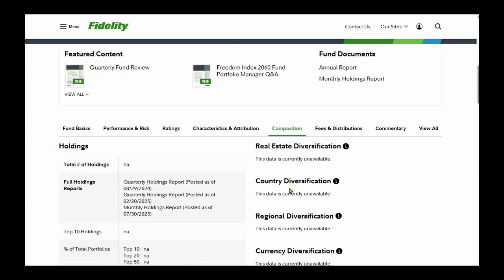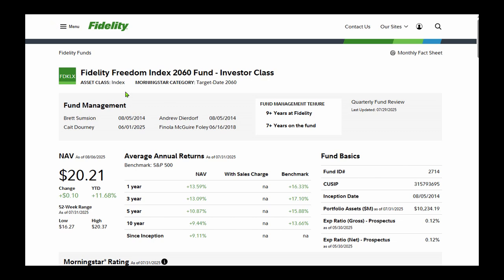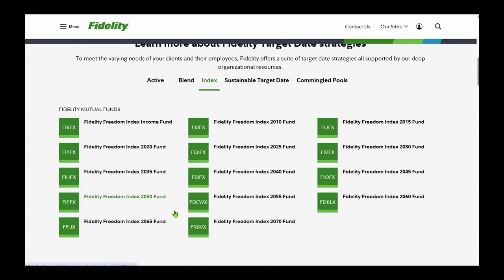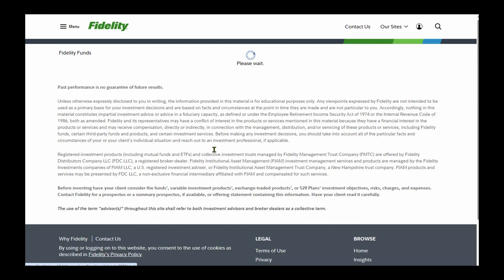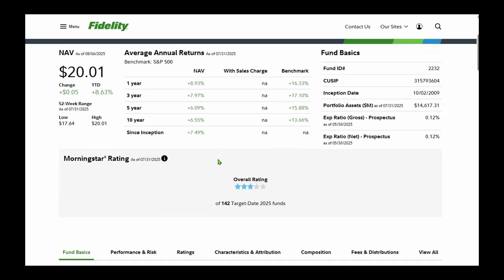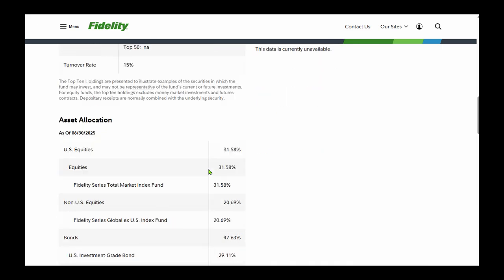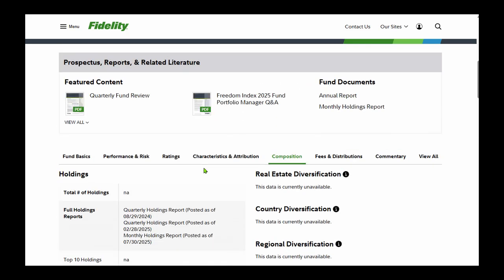And if we go back and if we look at the 2025, make sure we're in the index category, we will see that it has more bonds. Of course, up compositions, and we see it has more bonds. So you could explore different, and other brokerage accounts also have target date funds, but Vanguard and Fidelity are one of the biggest, so they will have more funds to use.